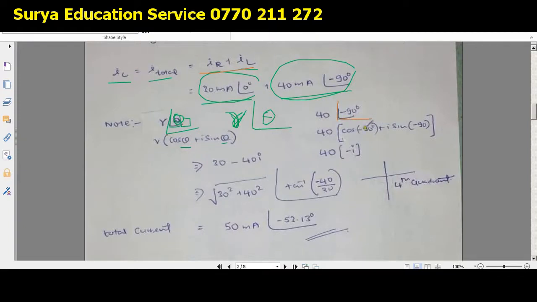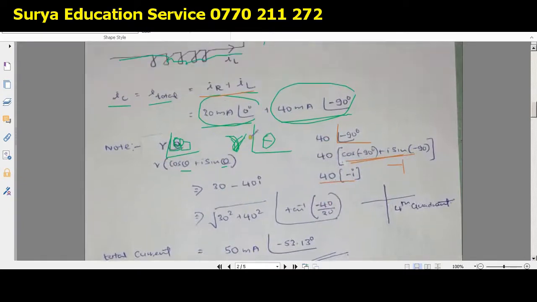So this minus 90 can be represented as cos minus 90 plus I sin minus 90. All these stuffs are from complex number algebra and simple basics. So cos minus 90 will get no value, 0. So I sin minus 90. What is the value of sin minus 90? Sin minus 90 is minus 1. So the remaining component inside this bracket will be minus 1. So minus 40i. So what is the value of our current?